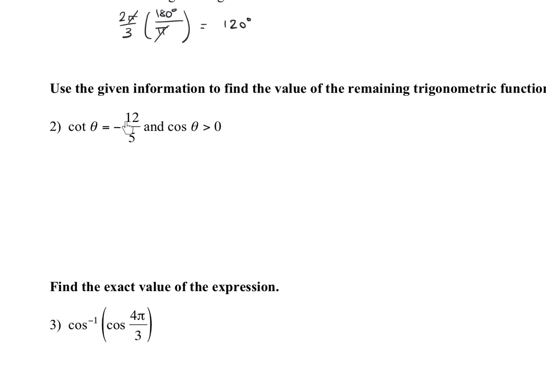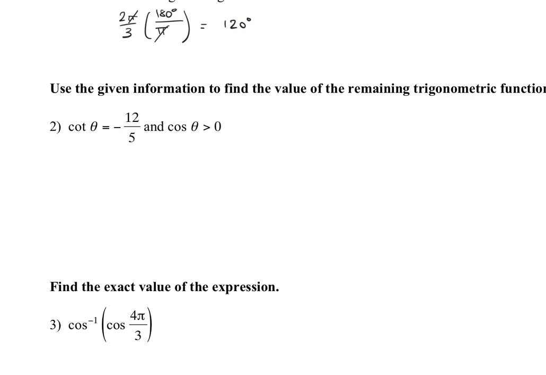We know that cotangent is negative 12 over 5 and cosine is positive. So cosine is positive in quadrants 1 and 4. Cotangent being negative means that this angle theta is in quadrant 4. So cotangent gives us the x value and the y value. And since we're in quadrant 4, it's the y value that's negative. So this is negative 5 and positive 12.